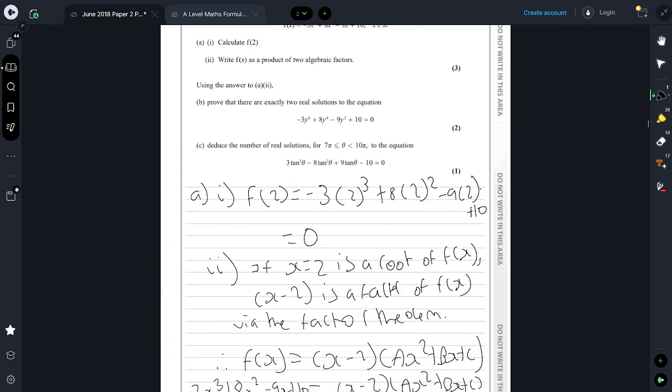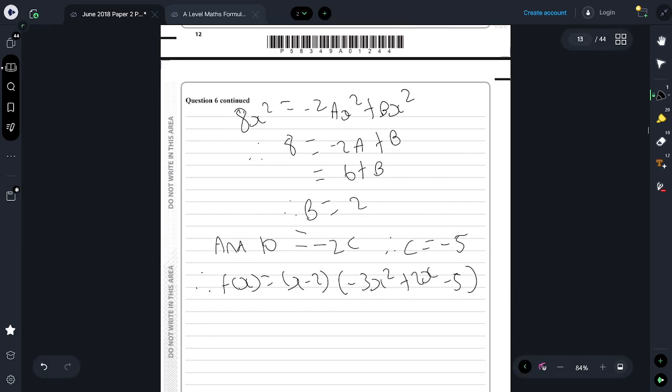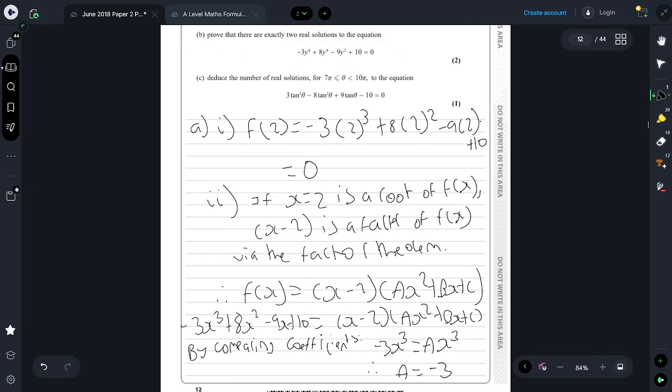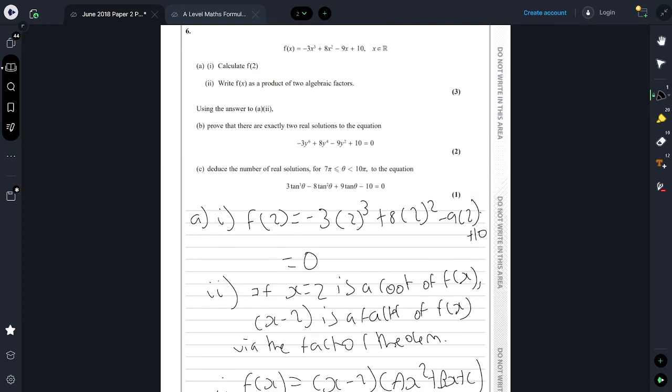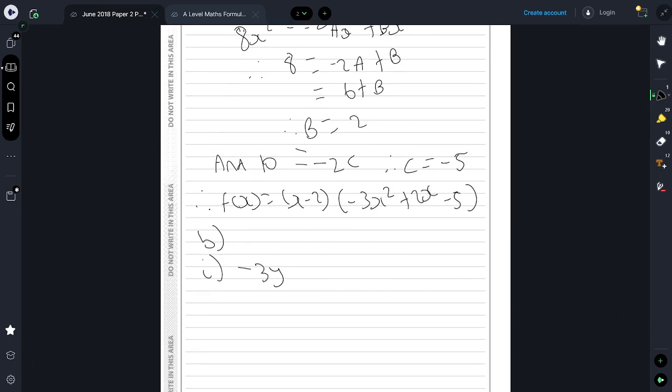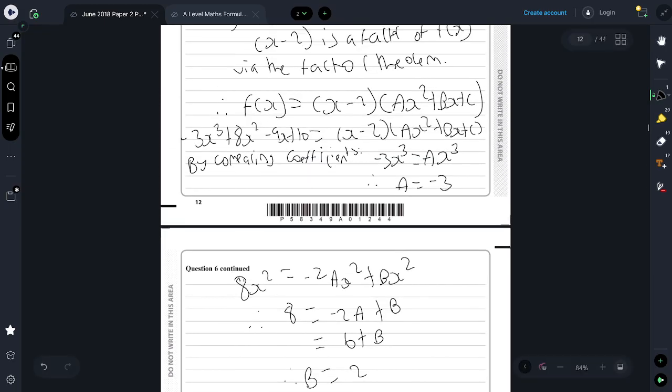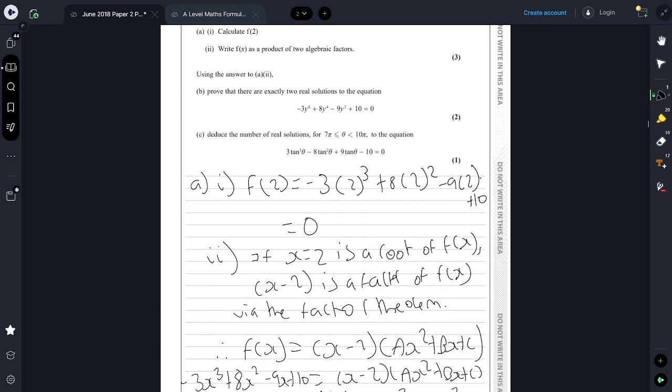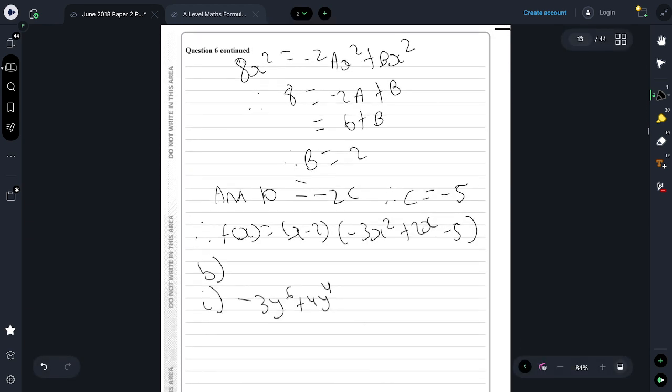Cool. Okay, we got rid of that. Now it's saying, using our answer, prove there are exactly two real solutions to this. I'm going to jot this down. Minus 3y to the 6 plus 8y to the 4 minus 9y squared plus 10 equals 0.